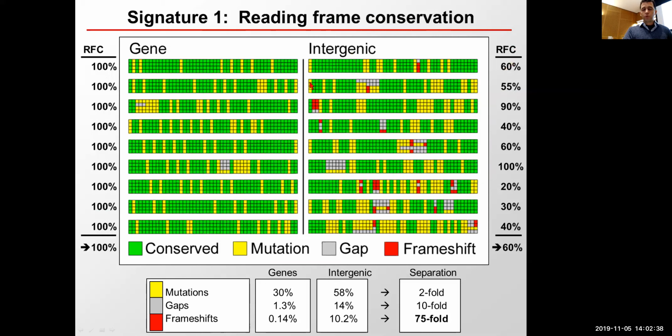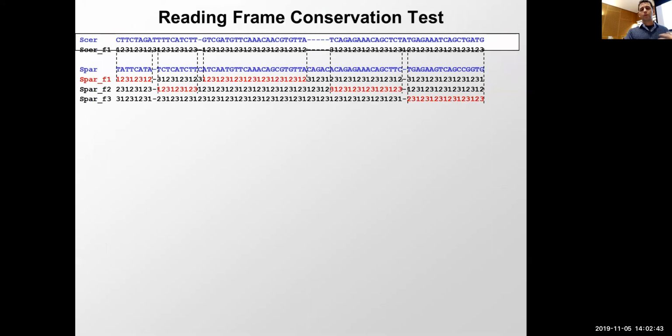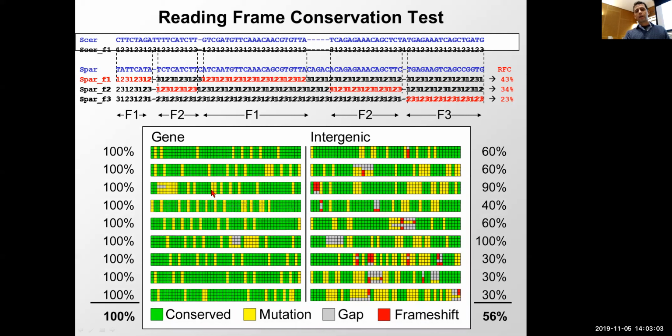And I can use that to ask, what is the best possible frame alignment between the reference sequence and my alternate sequence, where it switches between frame 1, frame 2, frame 1, frame 2, frame 3, and at most I have 43%, 34%, or 23% in the same frame. Then I can score that across all of these different regions and get an average of 56% conservation, which is not much different from random, versus 100% conservation from other regions. Everybody with me here?